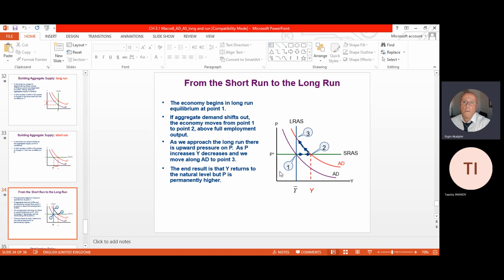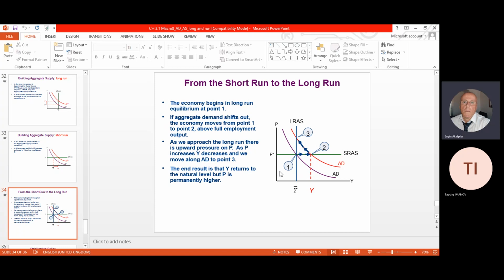From short to long run, the economy begins in the long run equilibrium at point 1. As it is indicated here, if aggregate demand shifts, the economy moves from point 1 to point 2, above full employment output. As we approach the long run, there is upward pressure on price. As price increases, Y decreases, and we move along the aggregate demand curve to point D.